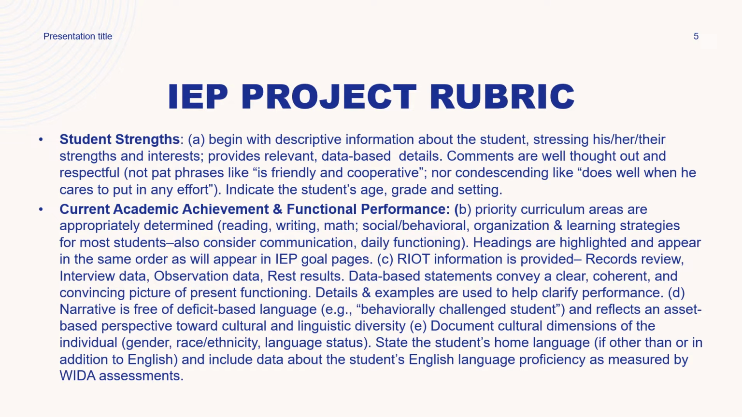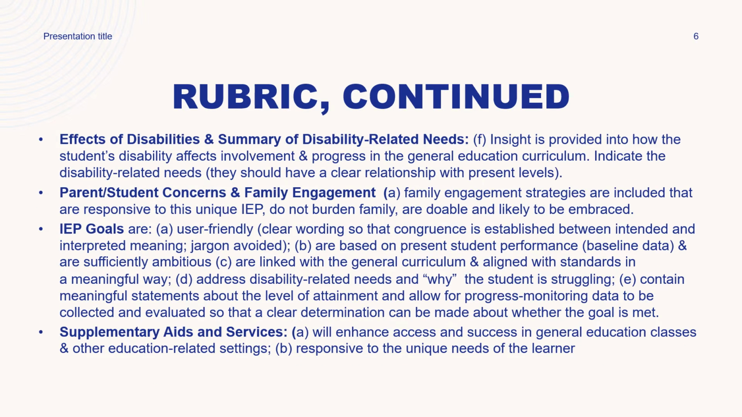The areas that you'll be graded on specifically are the student strengths, the current academic achievement and functional performance, the disability-related need statement, the parent concerns and family engagement strategies, the IEP goals, and the supplementary aids and services.